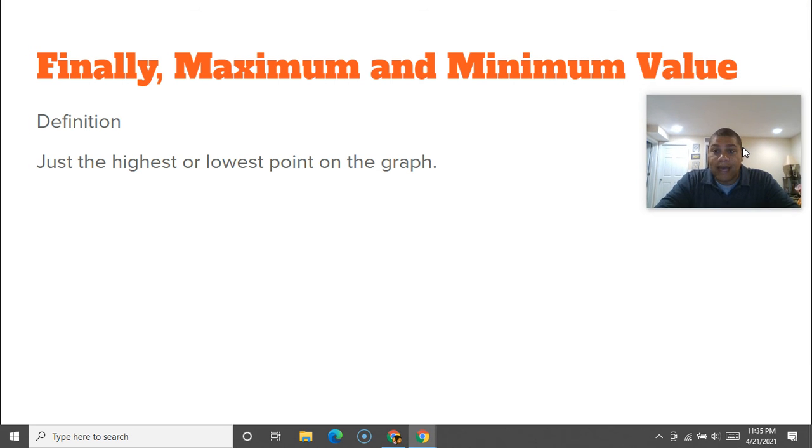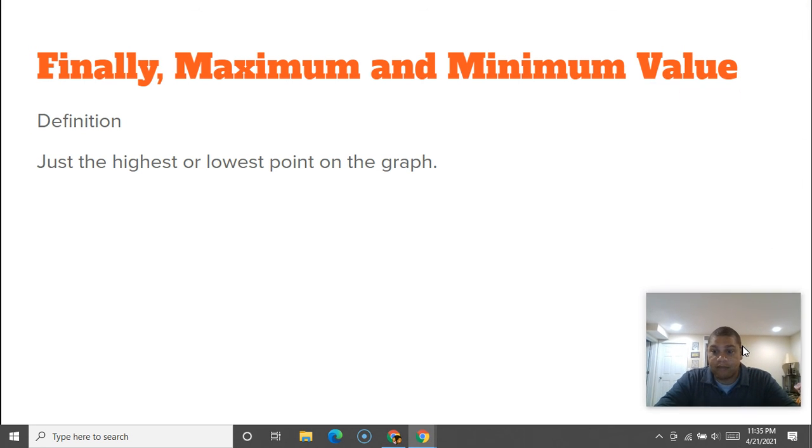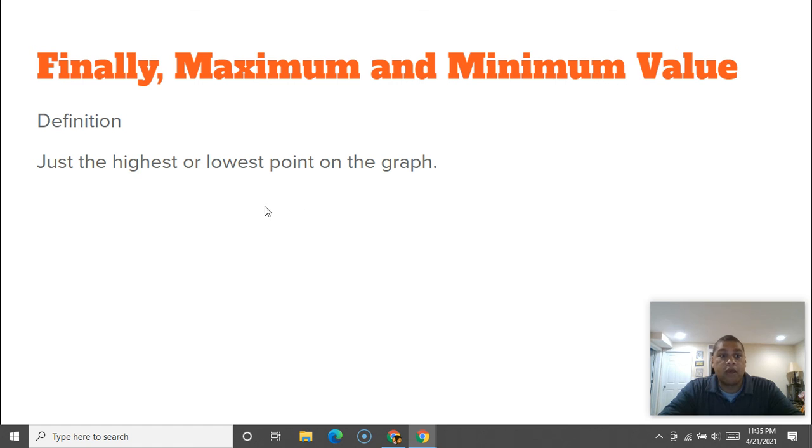All right, last bit here. This is going faster than I thought, but still, anyway. Maximum and minimum value. All right, definition here is it's just the lowest or highest point on the graph. And you may be thinking, isn't that the definition of a vertex? And it is, right? Maximum and minimum is just a different word, more specific word for the vertex, okay?